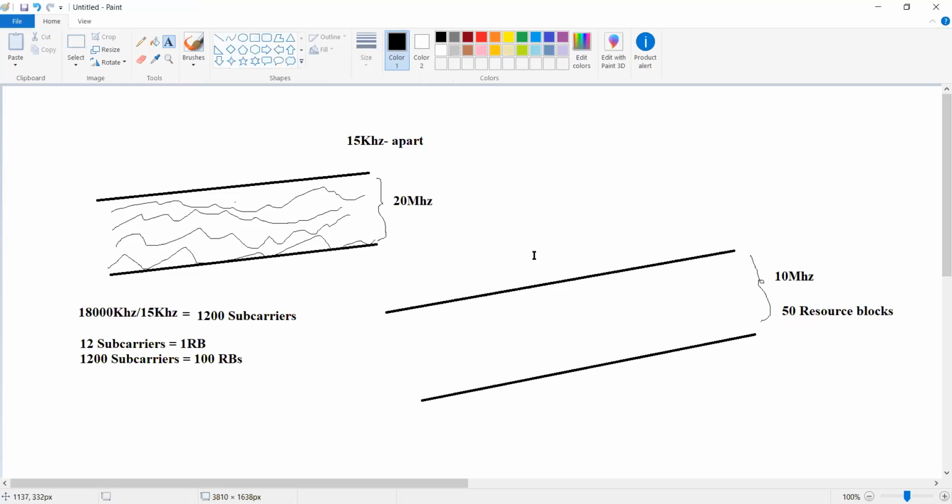For 20 megahertz, how many resource blocks? This is 100 resource blocks. We have calculated, right? Yes, 100. Because we are using only 18 megahertz bandwidth. We are keeping 1 megahertz reserved on the left side and right side in order to avoid the loss of our data at the cell edge.